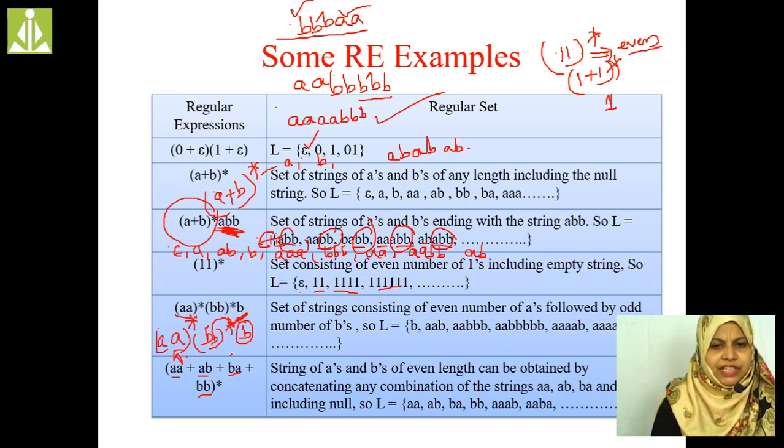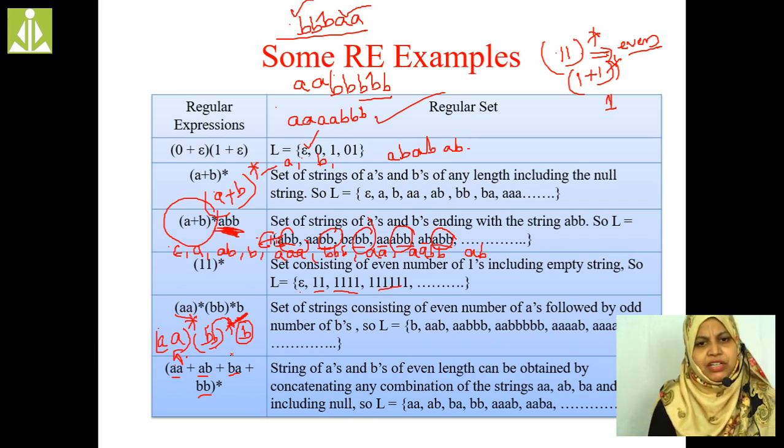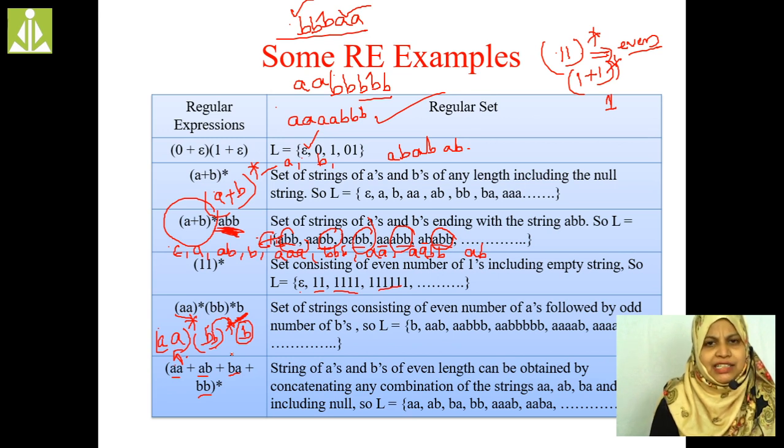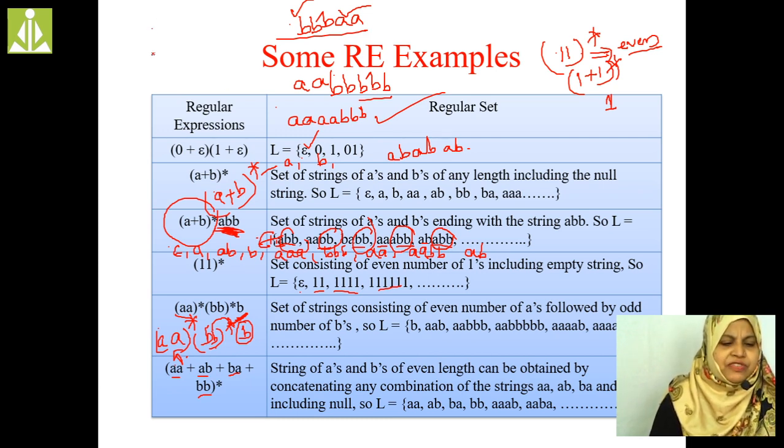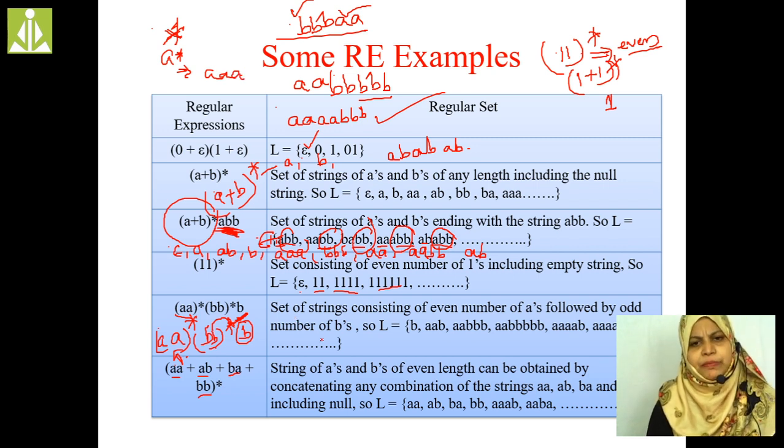Whenever we know the regular expression, we can easily recognize the language. That particular language is consisting of what type of strings are going to be present in that language, by seeing the regular expression. If any regular expression is consisting of a star, A star means any number of A's are going to be present, B star means any number of B's.